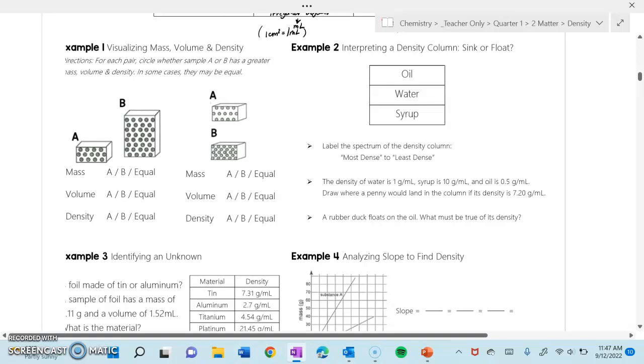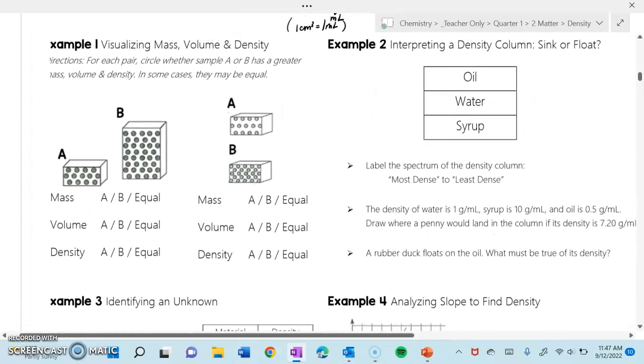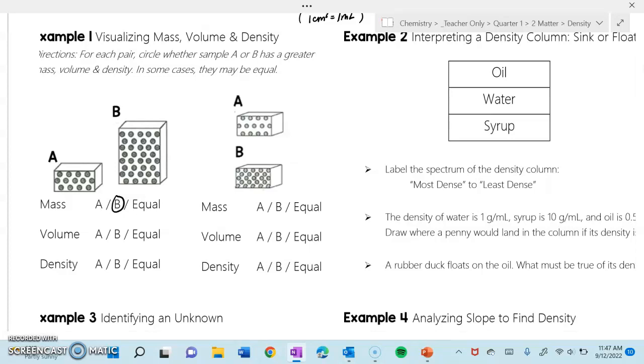First, visualizing mass, volume, and density. For each pair, circle whether A or B has a greater mass, volume, and density. In some cases, they may be equal. We just said that mass is each particle. So for A and B, we have much more particles or dots in box B, so that one has a greater mass. Volume is the amount of space that the box takes up. Which one has a bigger space? That would also be B.